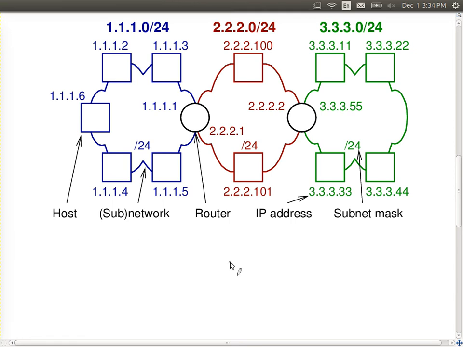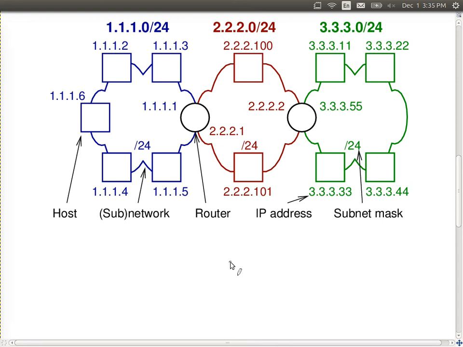Here's our example. I'm going to draw the routing tables for some of these devices. Remember, in the internet, hosts and routers have routing tables. And the way that we use routing tables, when we want to send data, we look in the routing table. Who's the destination and who do I send to next?